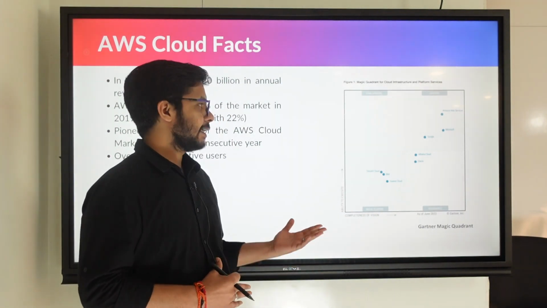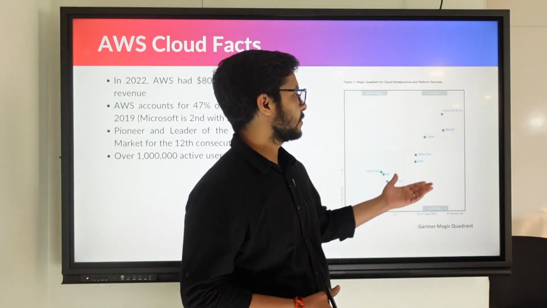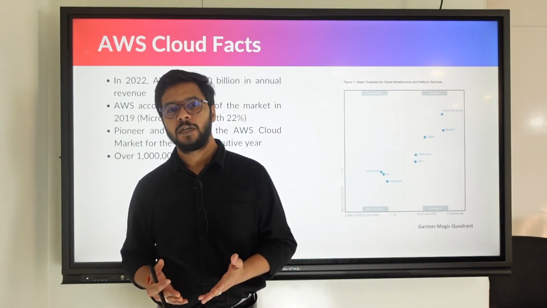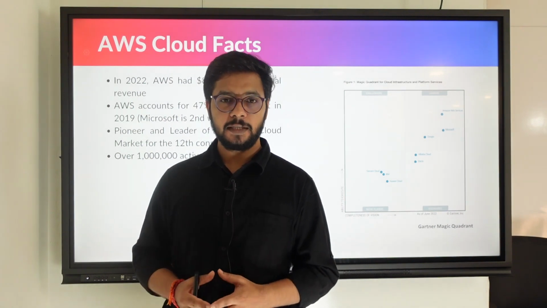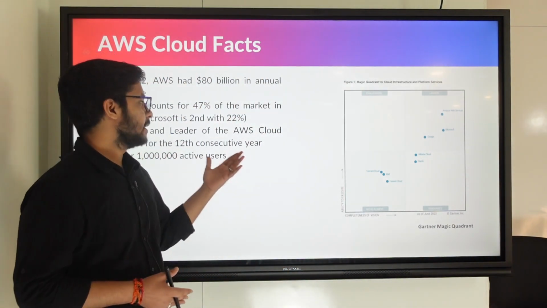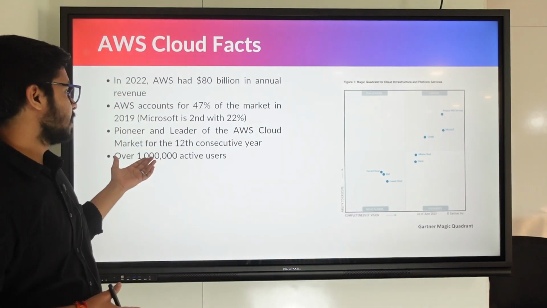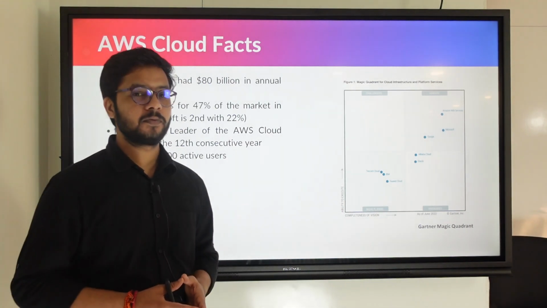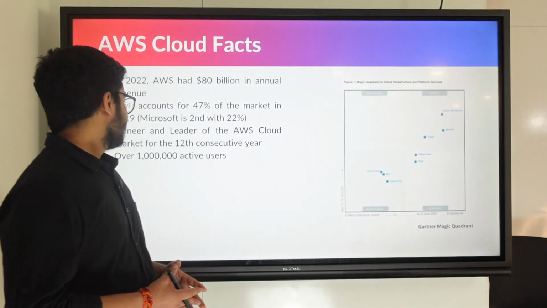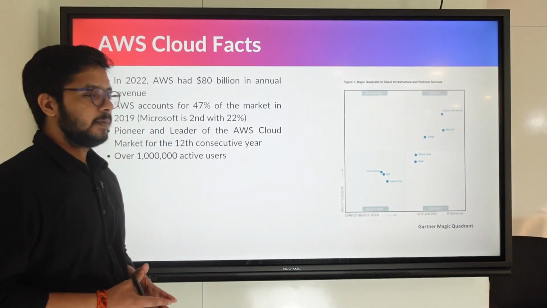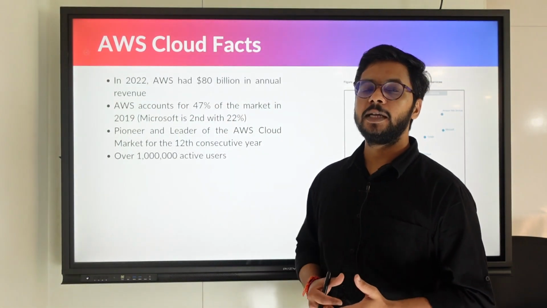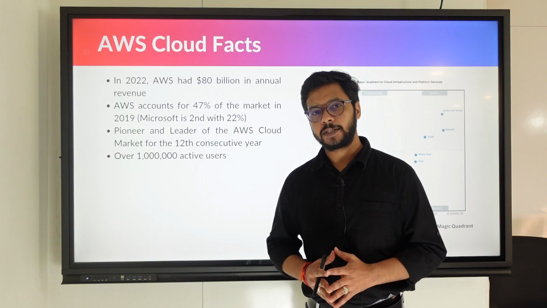Right now we also have providers like Microsoft and Google, but they are not as popular. We have Alibaba also, but it is not as popular as AWS. AWS is the pioneer and leader of the cloud market for the 12th consecutive year. For 12 years, it has been at the top. Right now AWS has around 1 million active users.